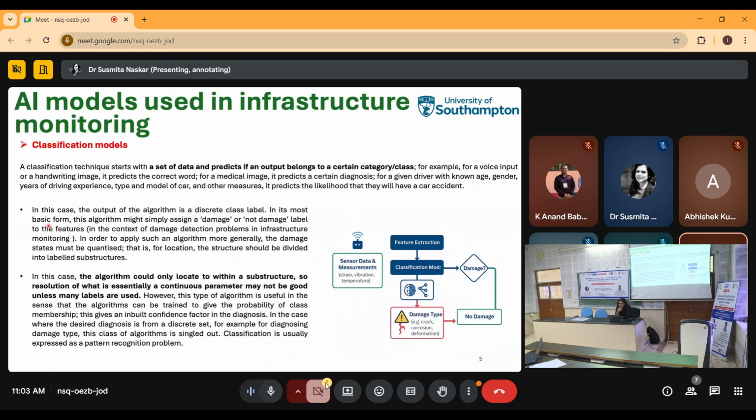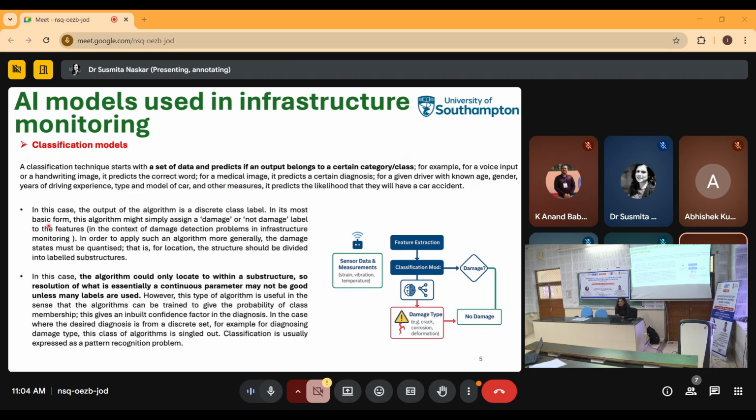We will start with classification first. If you have heard about the techniques we use with AI models, the classification technique is very important. Specifically, classification models are used for infrastructure monitoring, and this is one of the very foundational AI approaches that allows us to automatically detect and categorize damage or risk in engineering structures.